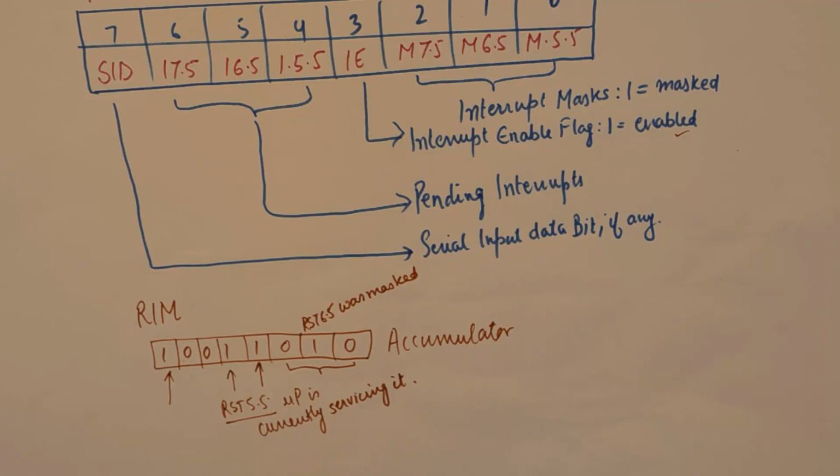But that is how you can find out the status of all the interrupts and their current position and their current status in 8085 using the simple RIM command.